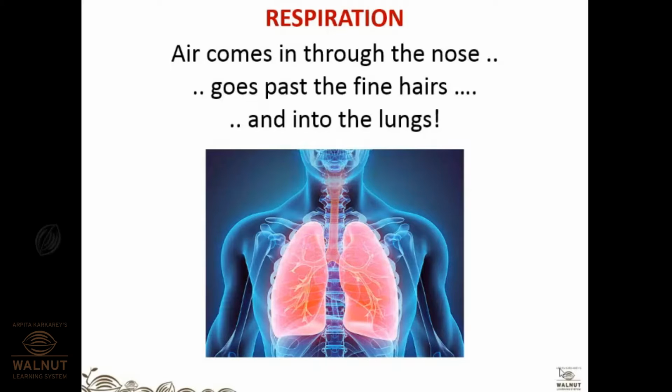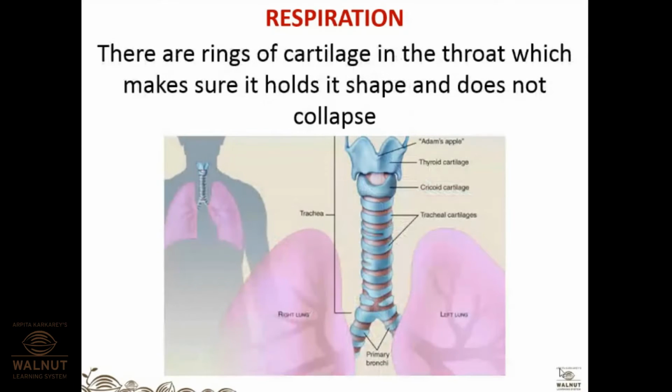Once it passes through the nostrils, then through the trachea, and then finally it goes to the lungs. There are rings of cartilage in the throat which make sure it holds its shape and does not collapse. So if you see this diagram, these are the rings of cartilage. Now, a question could be asked, like why are rings of cartilage present. It is present because it holds the shape and it does not collapse in the absence of air. Suppose there is no air inside this tracheal column, then what will happen? This column can collapse in the absence of these rings of cartilage. So it prevents the collapsing action.